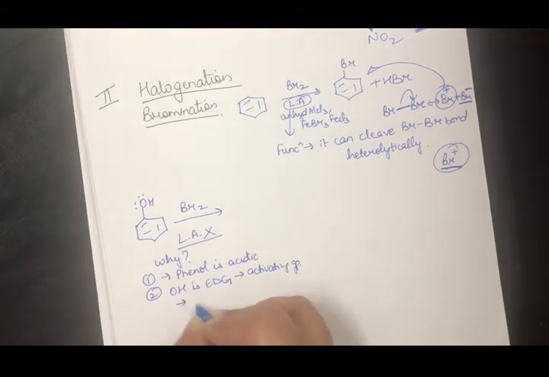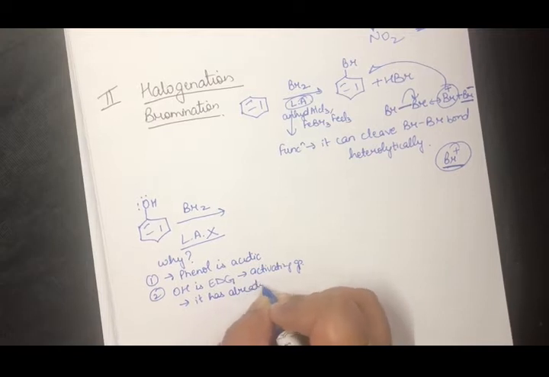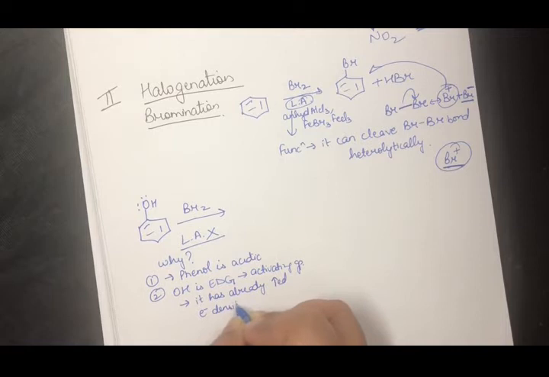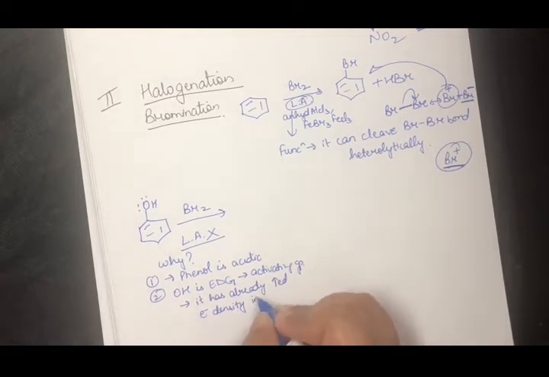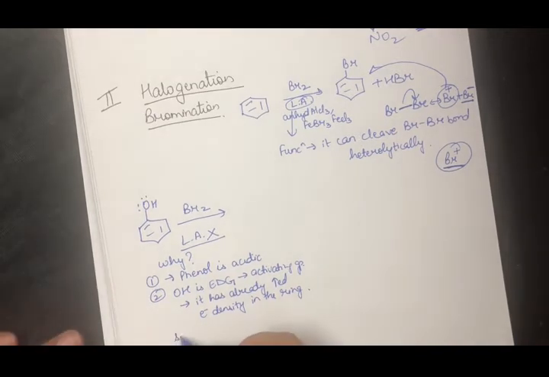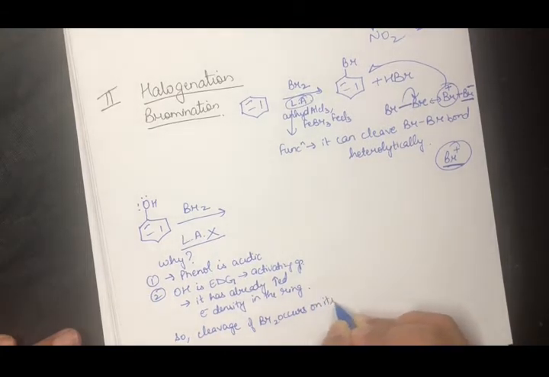So what it has done is, it has already increased the electron density in the ring. So cleavage of bromine occurs on its own.